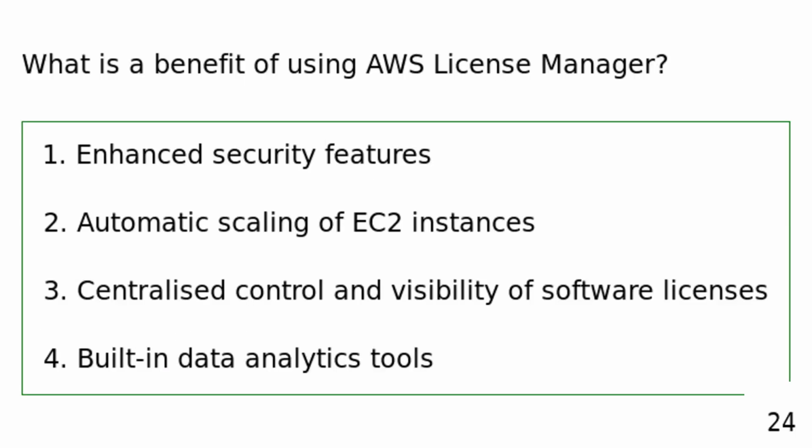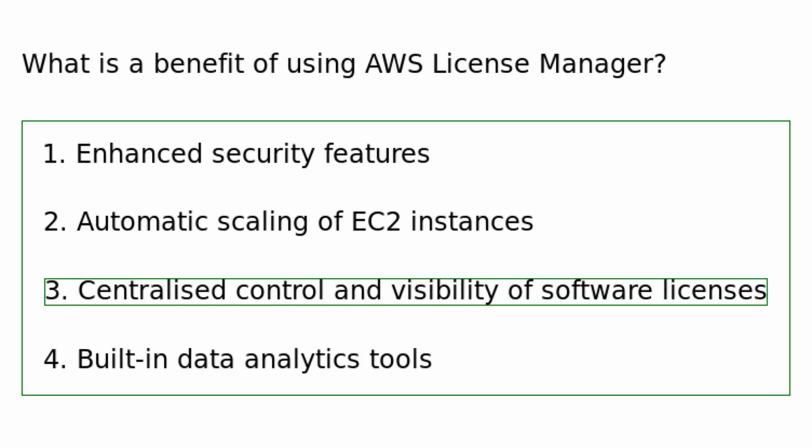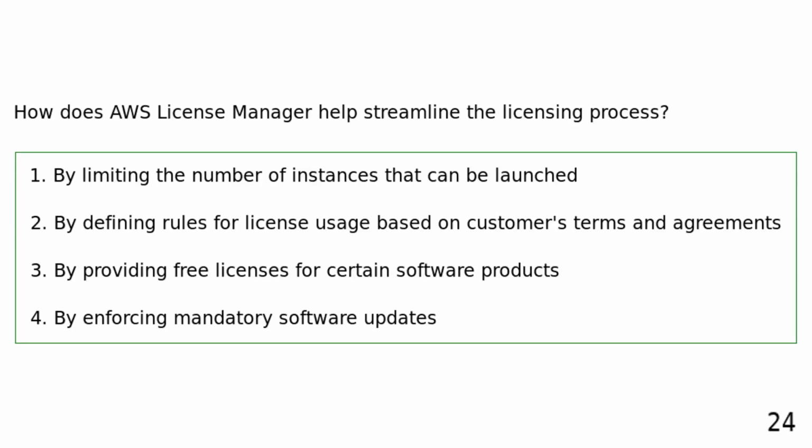What is a benefit of using AWS License Manager? Enhanced security features. Automatic scaling of EC2 instances. Centralized control and visibility of software licenses. Built-in data analytics tools. AWS License Manager provides centralized control and visibility of software licenses, allowing users to track and manage license usage across AWS and on-premises environments.